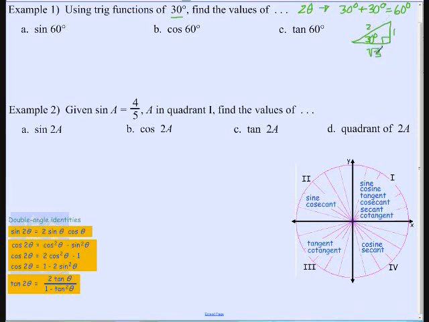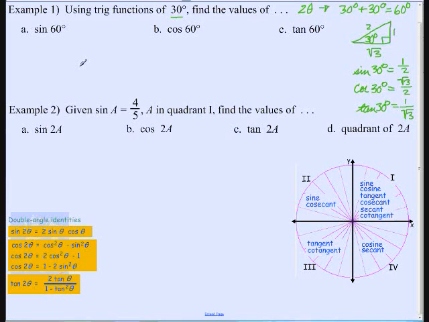Okay. So we know that the sine of 30 degrees is 1 over 2. The cosine of 30 degrees is the square root of 3 over 2. And the tangent of 30 degrees is sine over cosine, or 1 over the square root of 3.